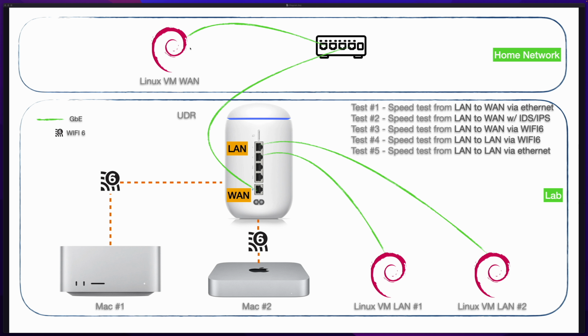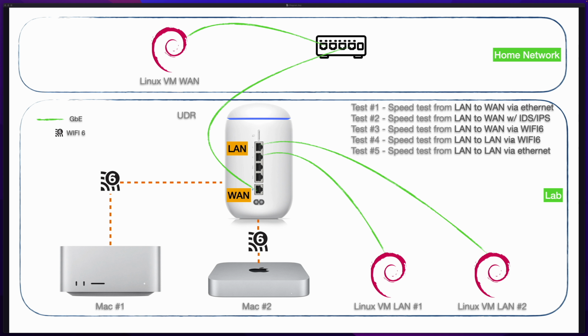In my home network, I have a Linux virtual machine. To this UDR, this Linux virtual machine is on the internet side. And in the LAN part, I have 2 virtual machines connected. So basically, using these 3 Linux virtual machines, I'm going to test the Ethernet-based performance. But remember, this UDR is a Wi-Fi 6 router. So another important performance test is the Wi-Fi speed. I'm going to use 2 Mac machines connected to the UDR using Wi-Fi 6.